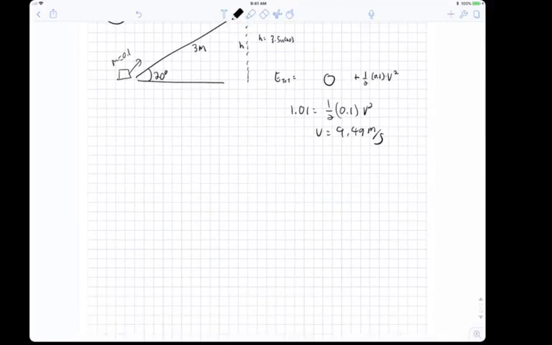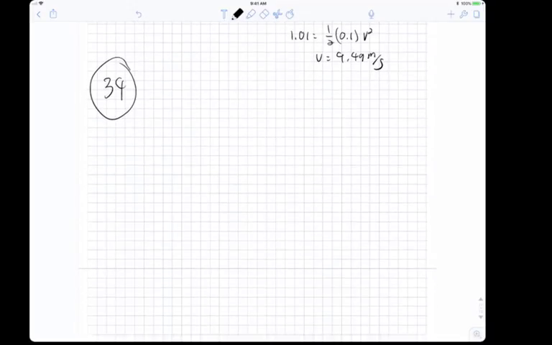Alright, question 34. We're trucking along here. A fireman of mass 80 kilograms slides down a puddle. When he reaches the bottom, 2.4 meters below his starting point, his speed is 2.2 meters per second. How much thermal energy has increased during his slide? That's fun.